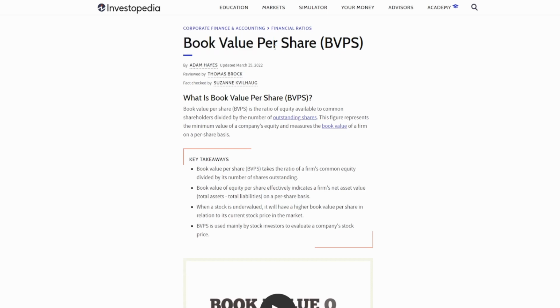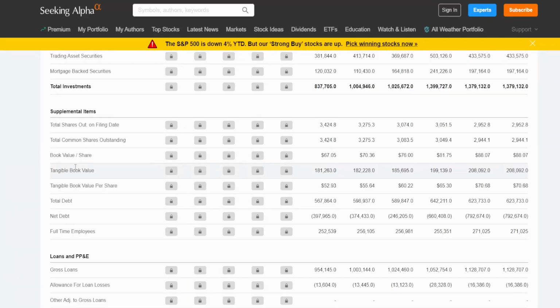Now, obviously, I do this. However, companies actually have this value already in their balance sheet. As you guys can see right here, book value per share within the past 5 years. And also we have the tangible book value per share within the past 5 years as well.